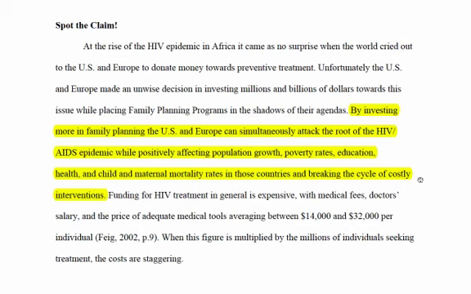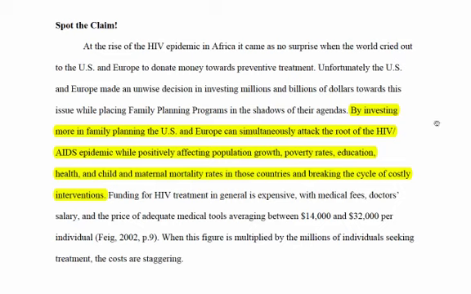A proposal is where you encourage your audience or a certain set of people to take action. By investing more in family planning, and here we also see a little bit of cause, and what's going to be the effect? Attack the root of the HIV/AIDS epidemic and affect population growth, poverty rates, education, health, mortality rates, break the cycle of costly interventions. My goodness, why haven't we done this already? And sometimes proposal arguments or claims sound like this. If we just do this one little thing, we'll see this snowball domino effect, and we'll have world peace, and no child will ever be hungry again.